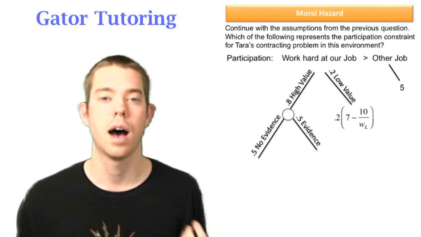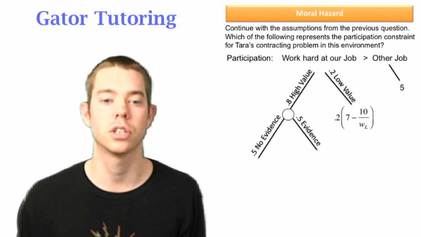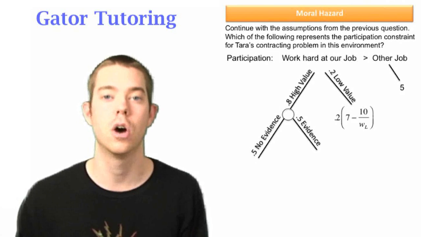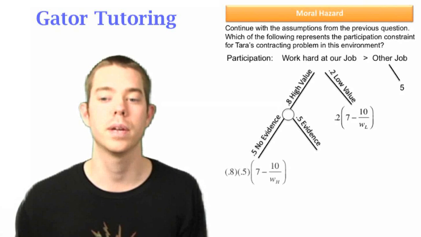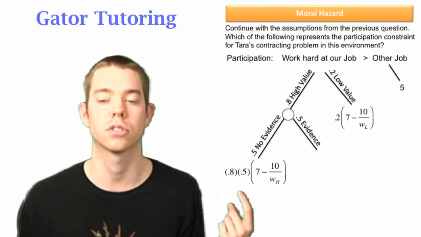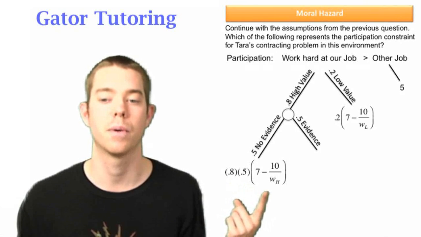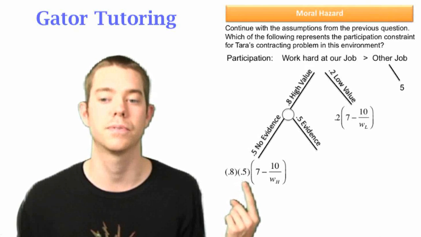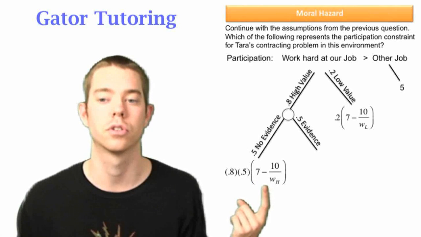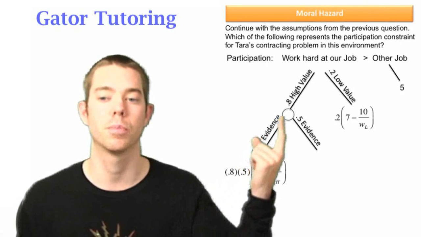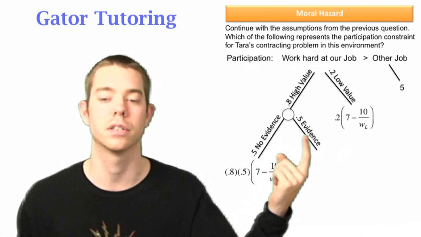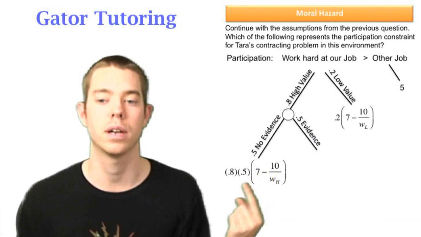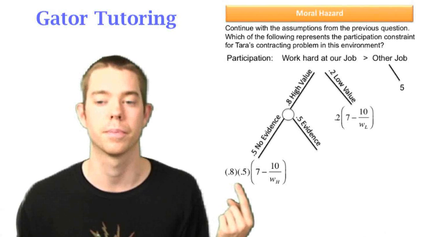When we have high value, well, there's a 50% chance we're going to have no evidence, and there's a 50% chance we're going to have evidence. So when we have no evidence, they're not going to take us to court, and we're going to make that high wage. So 80% times 50%, we're going to make that high wage. If you notice with the tree, what it helps is this probability is distributed to both of these probabilities. So that's why I have the 0.8 times the 0.5 right here.